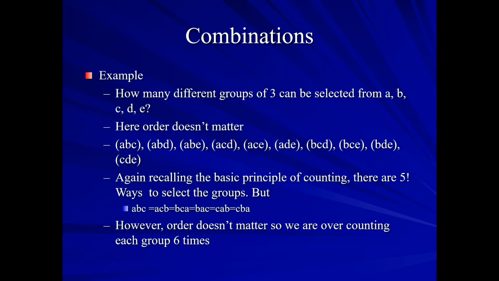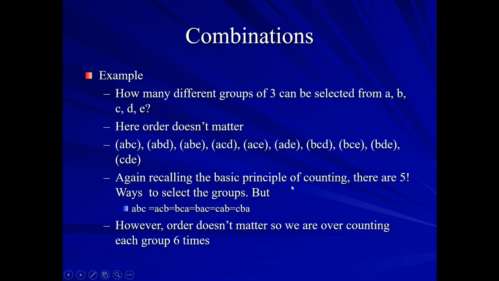I'd like to know how many groups of 3 letters can be selected from the letters A, B, C, D, and E. But here, order doesn't matter. We could have ABC, ABD, ABE, ACD, ACE, ADE, BCD, BCE, BDE, and CDE.